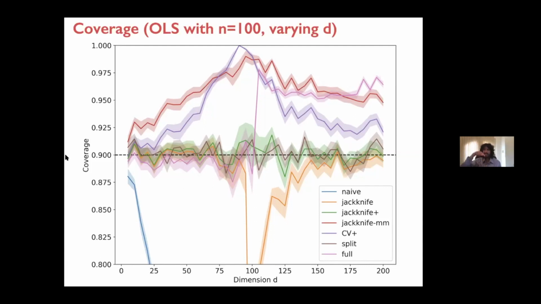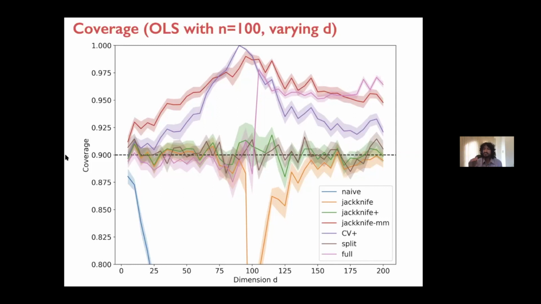You can see this sharp drop in the coverage of Jackknife at about 90 or so. It starts to get better, and as we know, when D is much larger than n, the minimum norm least squares becomes a stable predictor once again. So things are nice in the very high dimensional setting once more, and Jackknife starts to perform well there.